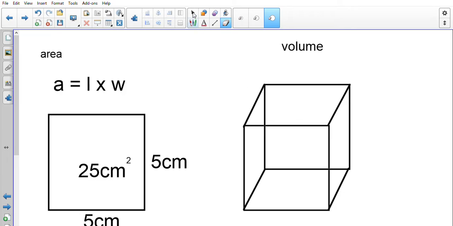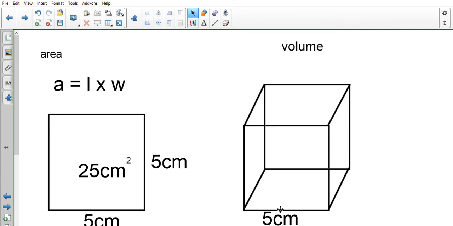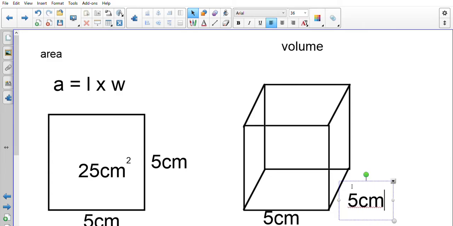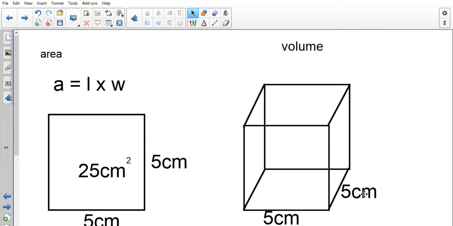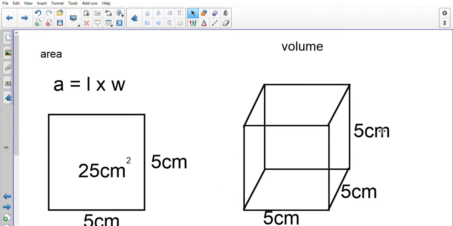Now volume is very similar, so we're going to use similar dimensions in our shape here. We're going to use 5 centimeters. Where's that gone? That's at the bottom, isn't it? 5 centimeters down here for the length of our base. We're going to use 5 centimeters for our width because it's a square. It's actually a cube, isn't it? And if it's a cube, that means all of my edges have to be the same length, which means that my height is also going to be 5 centimeters. Okay, so that's telling me here that I've got 5 centimeters this way, I've got 5 centimeters this way, and I've got 5 centimeters high as well.